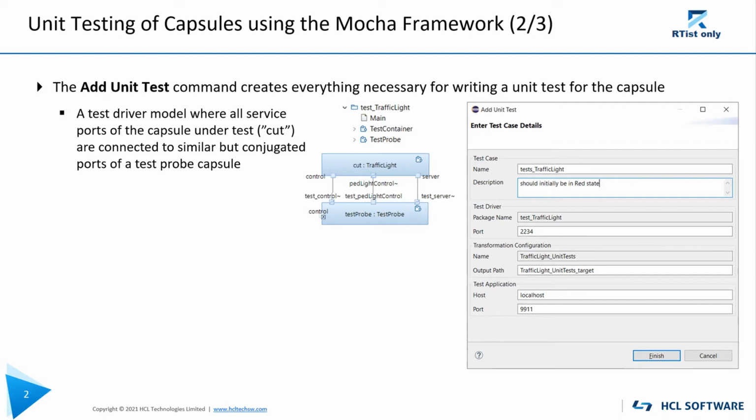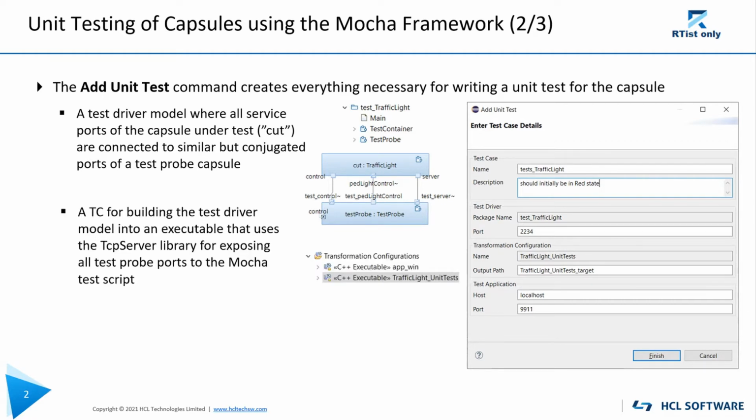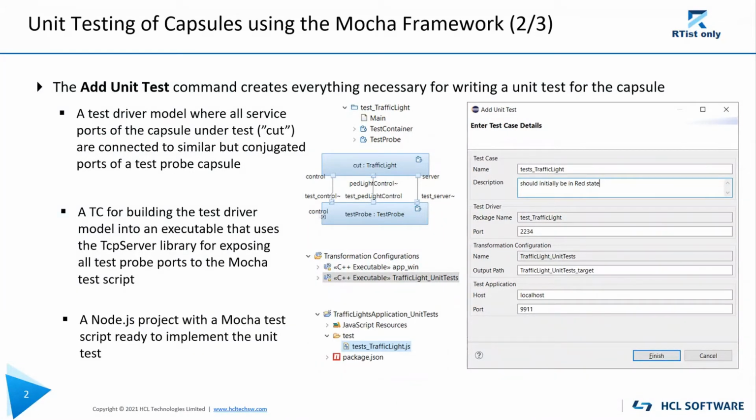We will connect all the service ports of the InnoCode capsule with the similar but conjugated ports of the test probe capsule. The second component that will be created is the TC with the name capsule name underscore unit test. This will be used to build the test driver model into an executable. This uses the TCP server library to expose the ports of the test probe capsule to Mocha test scripts, where we can access them. And the final component is the Node.js project, inside which we will create a new Mocha test file with the name test underscore capsule name.js inside the folder test.